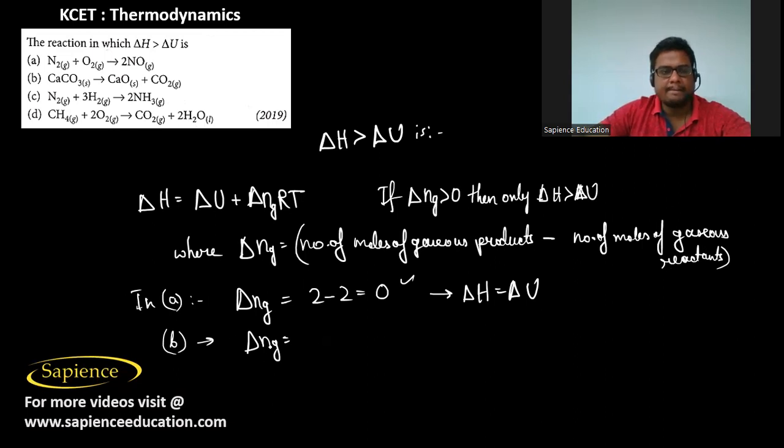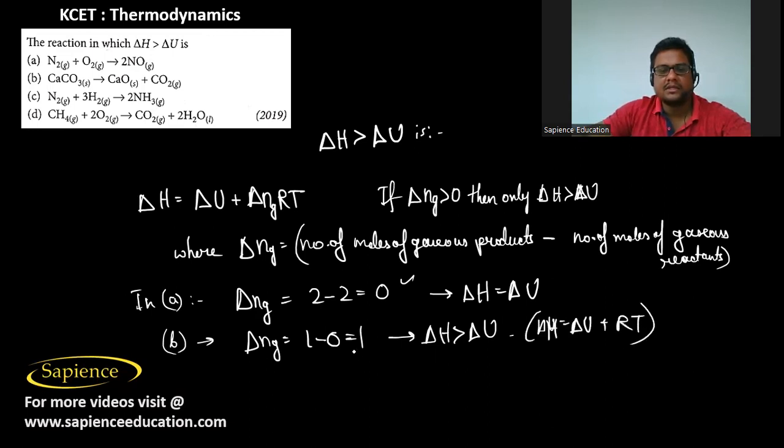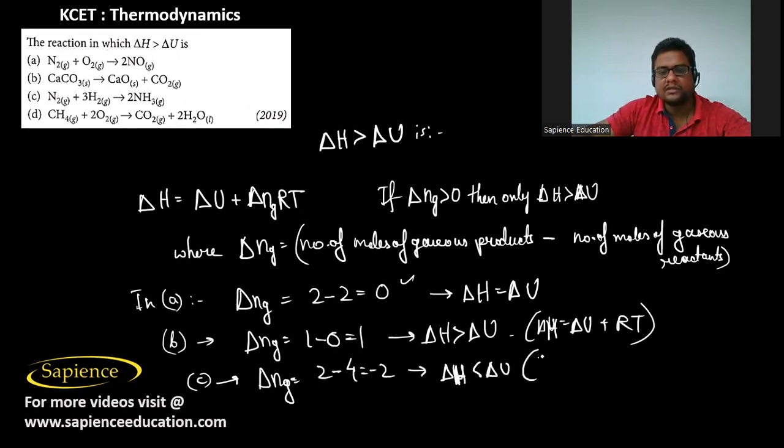In option B, CaCO3 solid forms CaO solid and CO2 gas. So here delta Ng will be 1 minus 0, that is 1. So here delta H is more than delta U, since delta H is equal to delta U plus RT. And in option C, delta Ng will be equal to 2 minus 4, that is equal to minus 2. So here delta H is less than delta U, since delta H is equal to delta U minus 2RT.